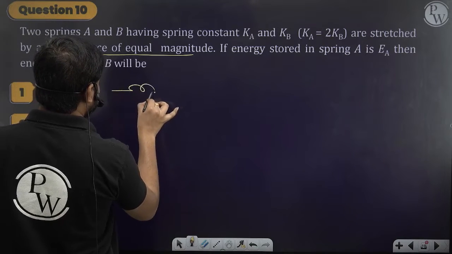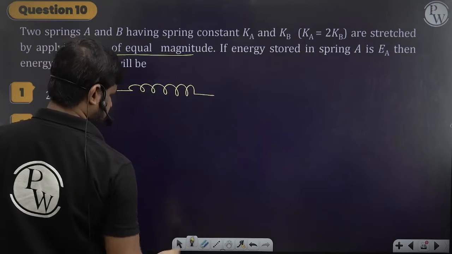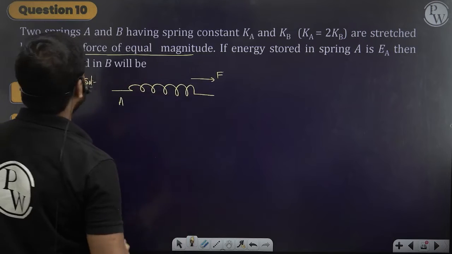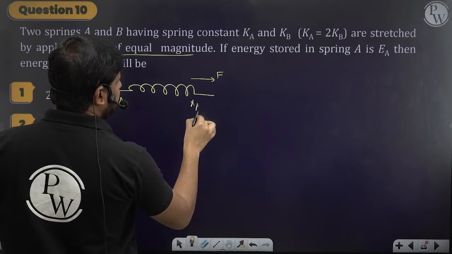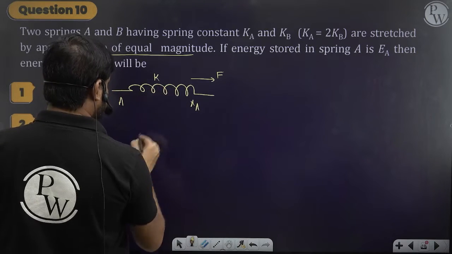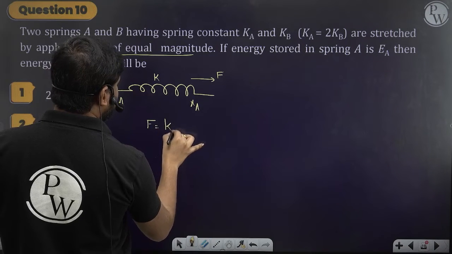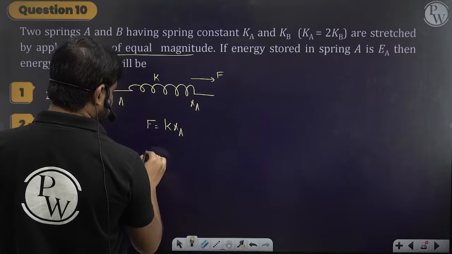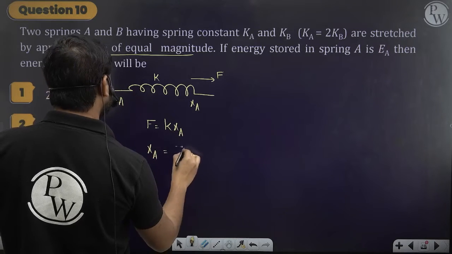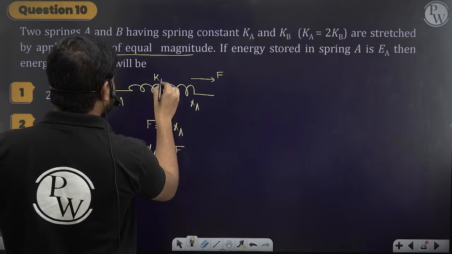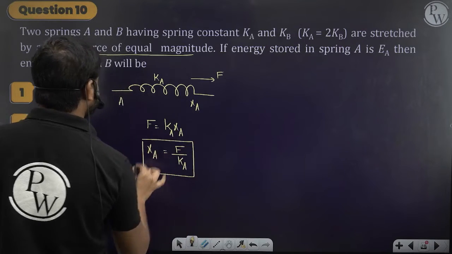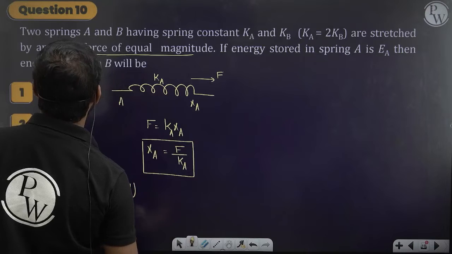So let's suppose this is a spring A. So some force F is applied on it. Then let the displacement be XA. Let this spring have some spring constant K. So F is equal to, we know, K into XA. Therefore the displacement in the A spring is simply F by the spring constant Ka. So F by Ka.